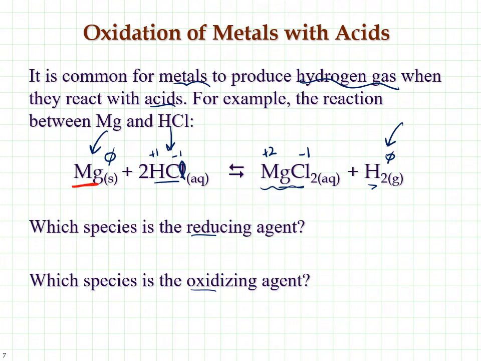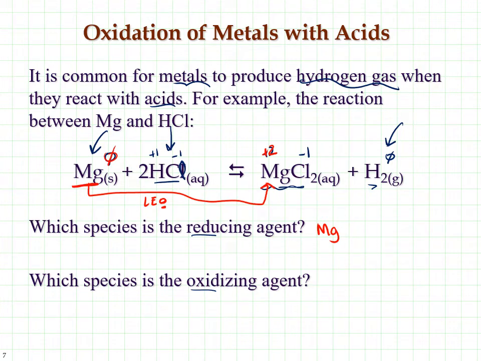So I'm looking at magnesium, who goes from a 0 to a +2. What happened to magnesium to make its charge go up? It got more positive. Well, it had to get more positive by losing electrons. And LEO says GER. So magnesium was oxidized because it lost electrons. That means that it made something else get those electrons, and so magnesium is our reducing agent.